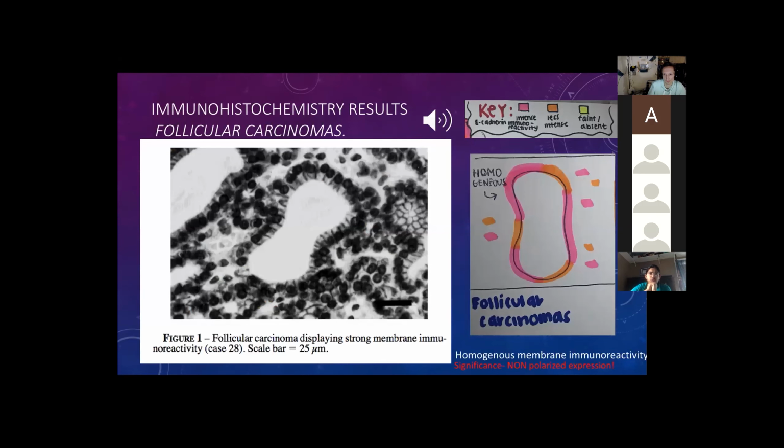Next, for follicular carcinomas, strong to moderate immunoreactivity was homogeneous throughout the tumor. You can tell this by the pink and orange randomly around the membrane. Some cytoplasmic staining was also observed, and you can see this by the pink and orange in the cytoplasm. What makes this significant is that this is not the typical polarized pattern you see in normal thyroid cells that we saw in the last slide. This is non-polarized cadherin expression.